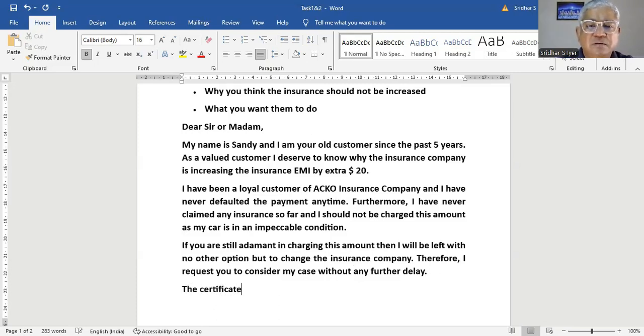Certificate, a copy of, because we have to also enclose a copy of the certificate, right? So we can write, a copy of my insurance certificate has been attached for your reference.